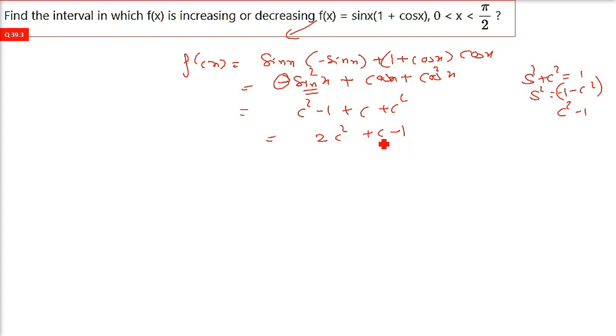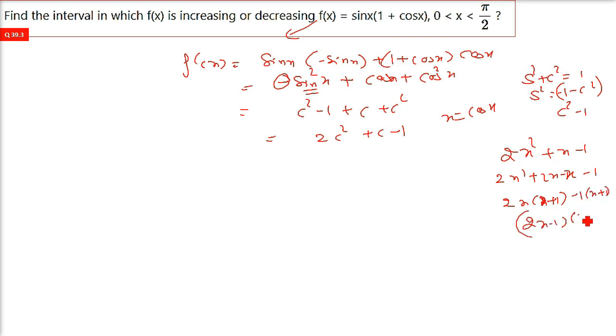Now 2 cos square x plus cos x minus 1. This is not a perfect square, but we can take the factors now. Let x be cos x. So let us make this 2x square plus x minus 1. We will replace x by cos x just now. So 2x square plus 2x minus x minus 1. You can take 2x common here, you will get x plus 1 here. You can take minus 1 common here, x plus 1 here. So you have 2x minus 1 and x plus 1. These are the two factors.